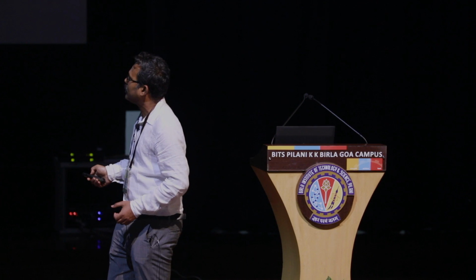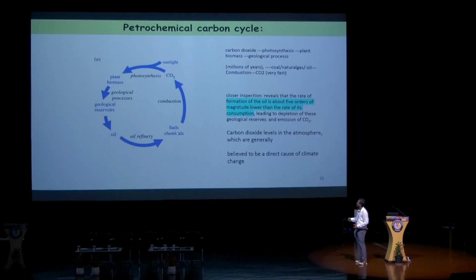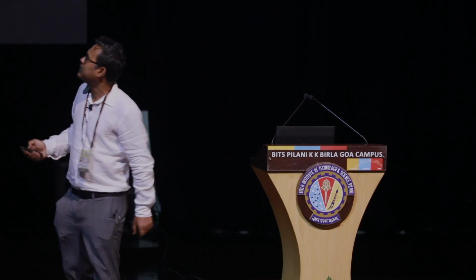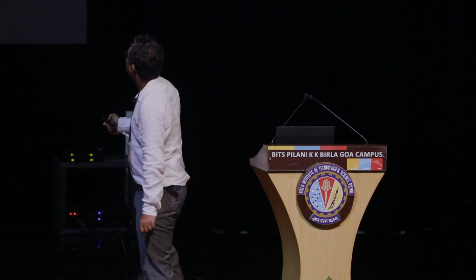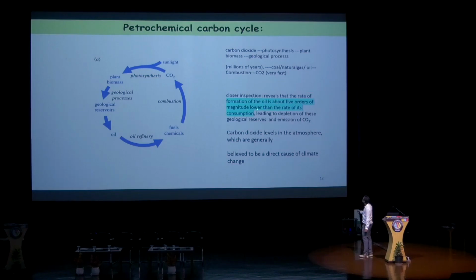Let's say you start with oil, you get fuel and chemicals and then burn to carbon dioxide, and then it can be utilized by photosynthesis to get plant biomass. The geological process can create oil again. So it all looks good. But what is the problem? The problem is that the formation of oil is about 5 orders of magnitude slower than the rate of its consumption. It takes millions of years, leading to depletion of these geological reserves and emission of CO2.